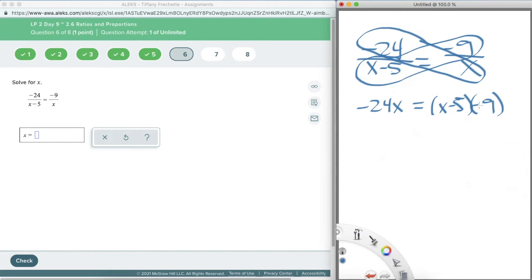We do need to simplify. So negative 9 times x, we get negative 9x. And negative 9 times negative 5, well, that's going to give me a positive. 2 negatives make a positive. And 45.